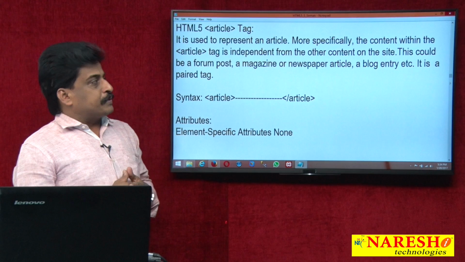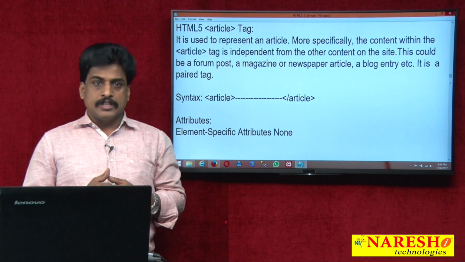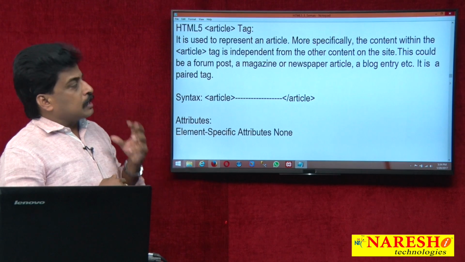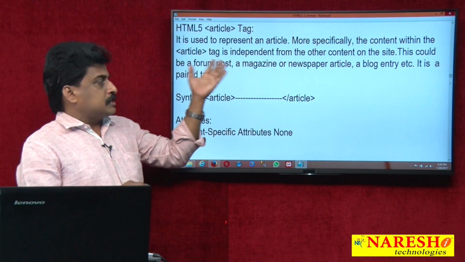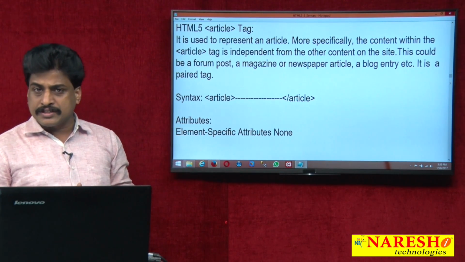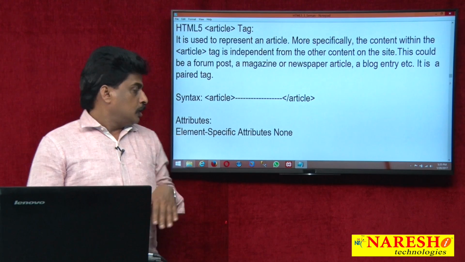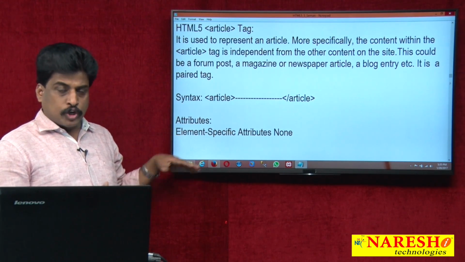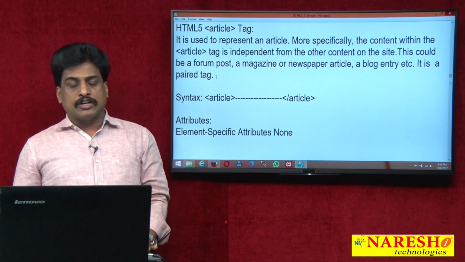It is used to represent an article. Article is always independent content. It is related to a particular topic. Maybe we can say articles exist in forums, magazines, newspapers, blogs, in different areas. Article is a paired tag. Article open, article close, no specific attributes. Global attributes are available, event attributes are available, but specific attributes are not there.